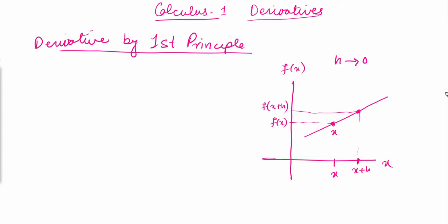You can consider h as 0.0000 with infinitely many zeros and then 1. So the distance between these 2 points is infinitely small, and we have to take the instantaneous rate of change between these 2 points. For this purpose, as I've just told you, the derivative is just finding the slope or the gradient of the function. The formula for the slope or gradient is equal to y2 minus y1 over x2 minus x1.